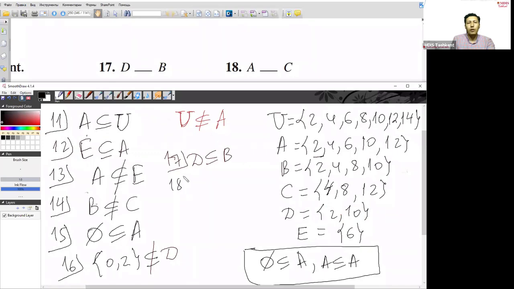18. A, C. So now we take elements of A. Do we have 2 in C? We don't have it. So it is not a subset. Okay, do you understand what a subset is? Do you have any questions?